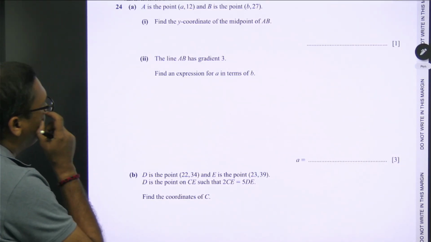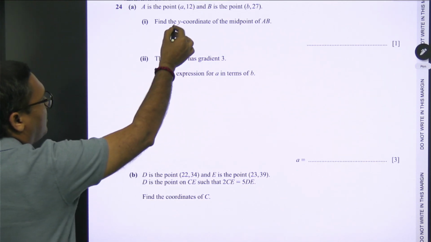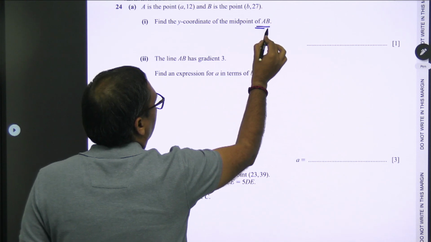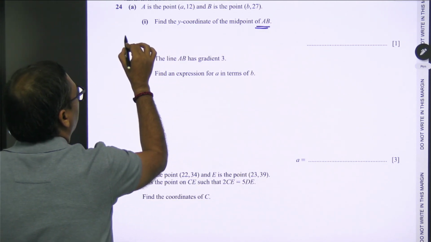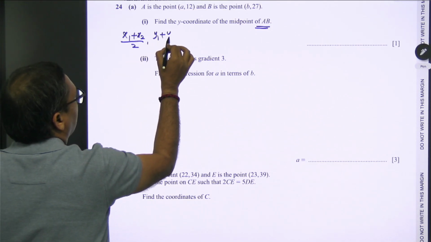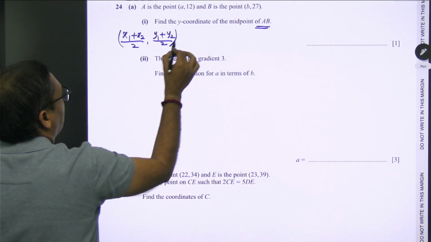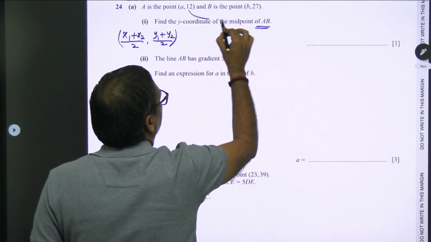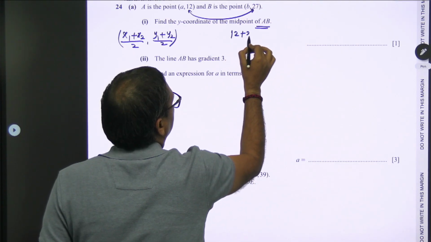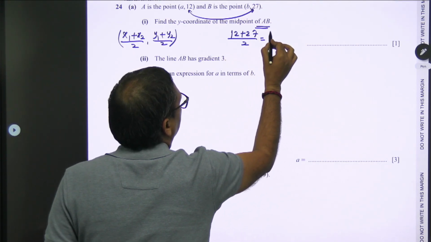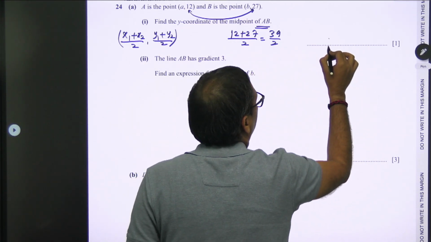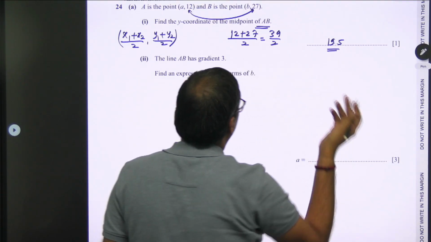The question here is: A is the point (a, 12) and B is the point (b, 27). What is the y coordinate of the midpoint of AB? We know the midpoint is (x1 plus x2) by 2 comma (y1 plus y2) by 2. Here we just need the y coordinate of the midpoint. This is 12 plus 27 divided by 2, which is 39 by 2, which is 19.5. So that is the answer.